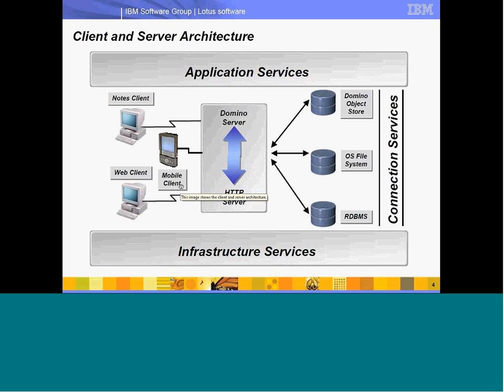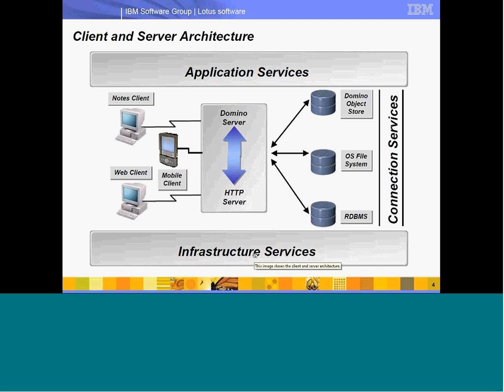So now we know how many clients there are and how many server types there are. Now we need to know the architecture between the client and server. You see the screen here. We have a diagram here. At the bottom of the screen it says infrastructure services, and at the top of the screen it says application services.